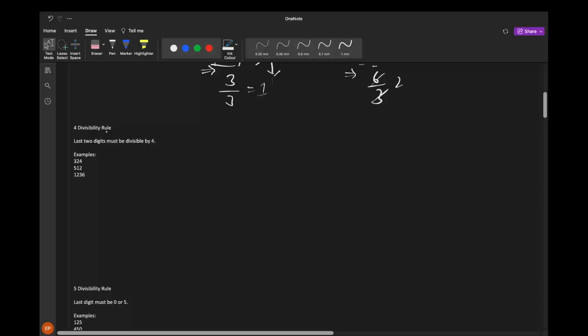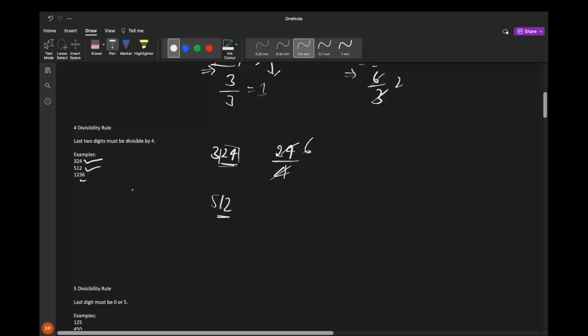Then we'll check the divisibility rule for 4. The last 2 digits must be divisible by 4, meaning for any given number, the last 2 digits must be divisible by 4. Here the last 2 digits are 24, right? 24 is divisible by 4. 4 ones are 4, 4 6s are 24. So the given number is divisible by 4. What about 512? In 512 also, the last 2 digits are 12, 4 3s are 12, right? So it is also divisible by 4.